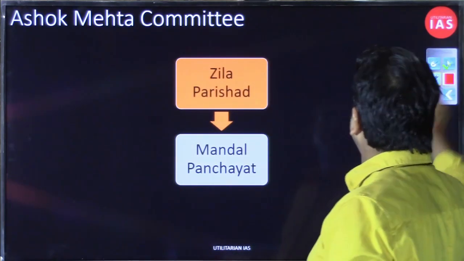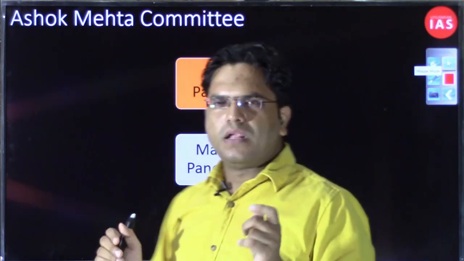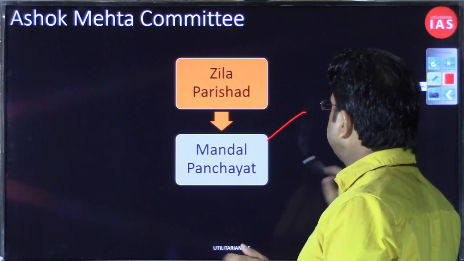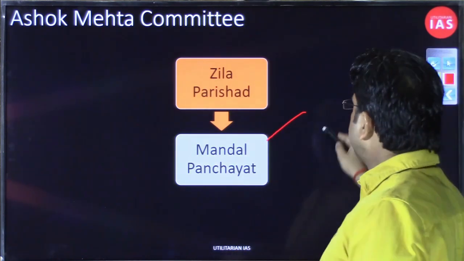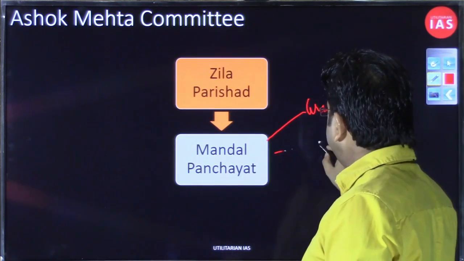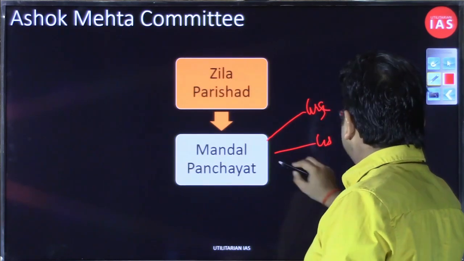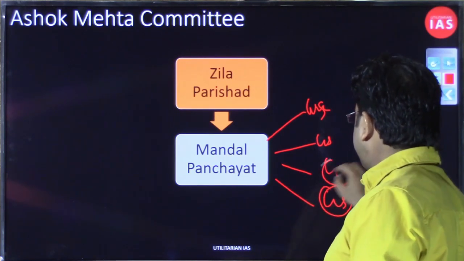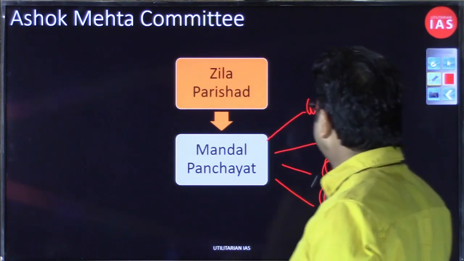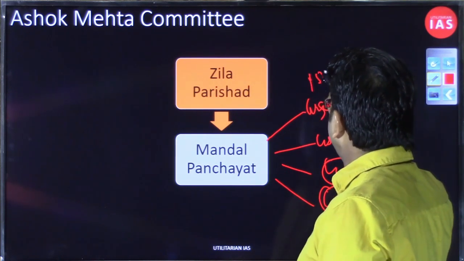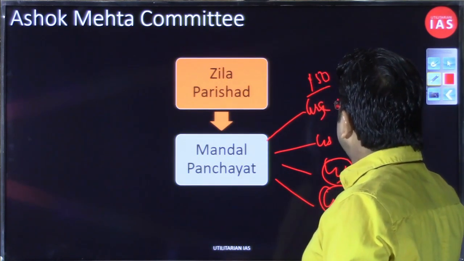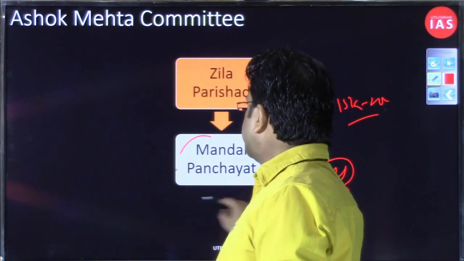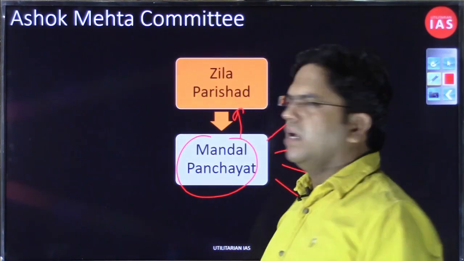So it is not recommending the Gram Sabha, right? Regarding this Gram Sabha, it is saying that there should rather be a Mandal Panchayat instead of having multiple Gram Sabhas below. So instead of multiple Gram Sabhas, there should be a Mandal Panchayat, and the size of a Mandal Panchayat can be from 15,000 to 20,000. So for every 20,000 of population you can have one Mandal Panchayat, and over this Mandal Panchayat you will have the Jila Parishad.